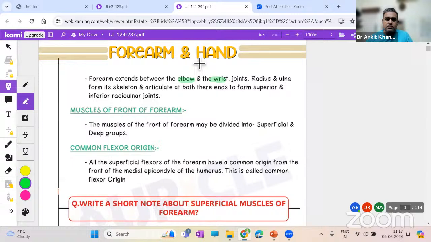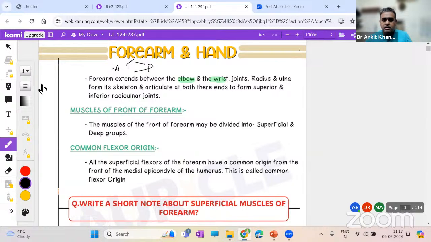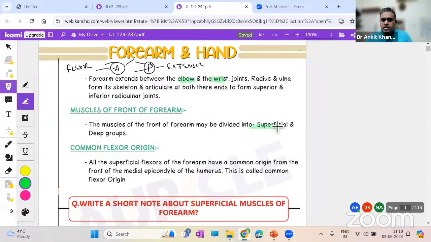Then the muscles of the forearm are actually divided into two compartments, like the arm. We have an anterior compartment and a posterior compartment. The anterior compartment is also known as the flexor compartment. The posterior compartment is also known as the extensor compartment. Simple as that. Muscles in front of the forearm are divided into a superficial and deep group.